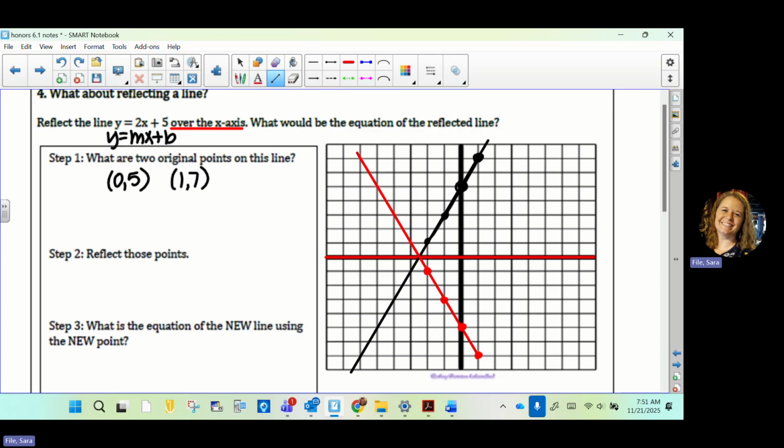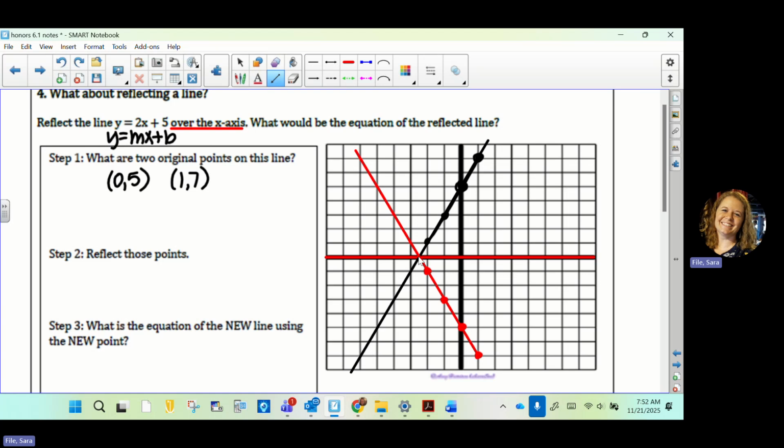the reflected line. And you can see anytime you reflect a line over something, the original, the pre-image, and the image should intersect on the line of reflection, no matter what that line of reflection is. The point of intersection of the two lines will be on the line of symmetry or the line of reflection. So then we did step 2, which was reflect the points.